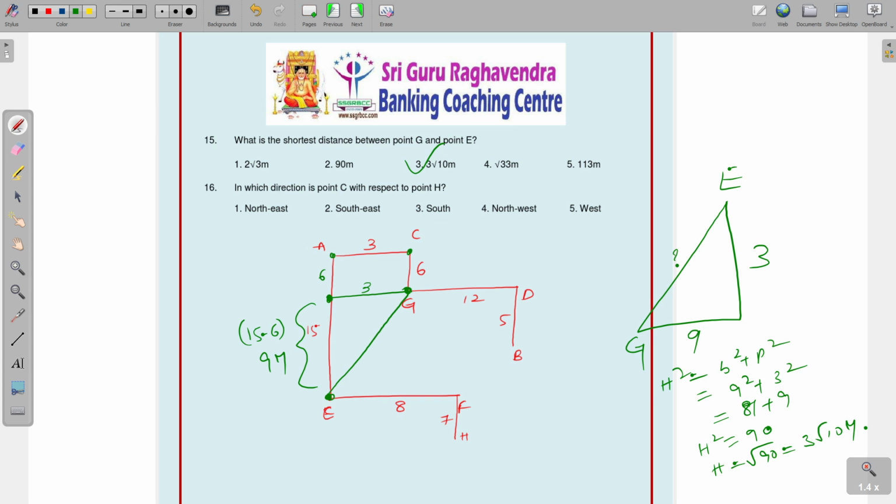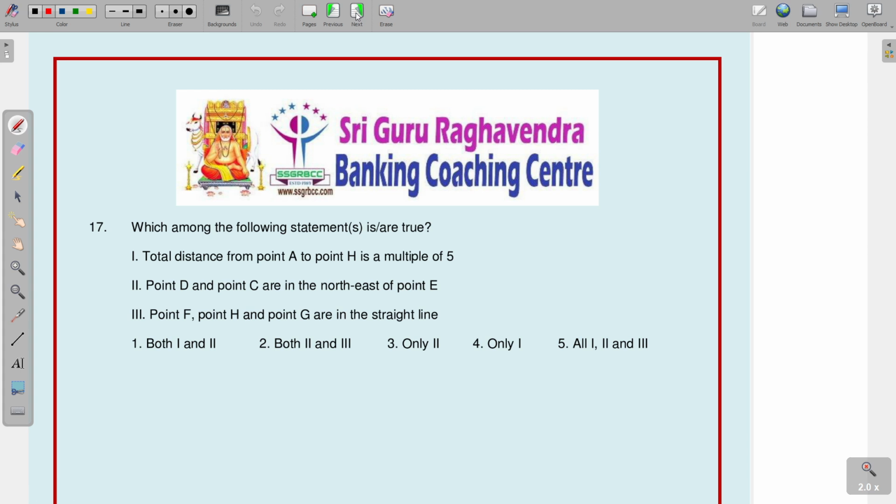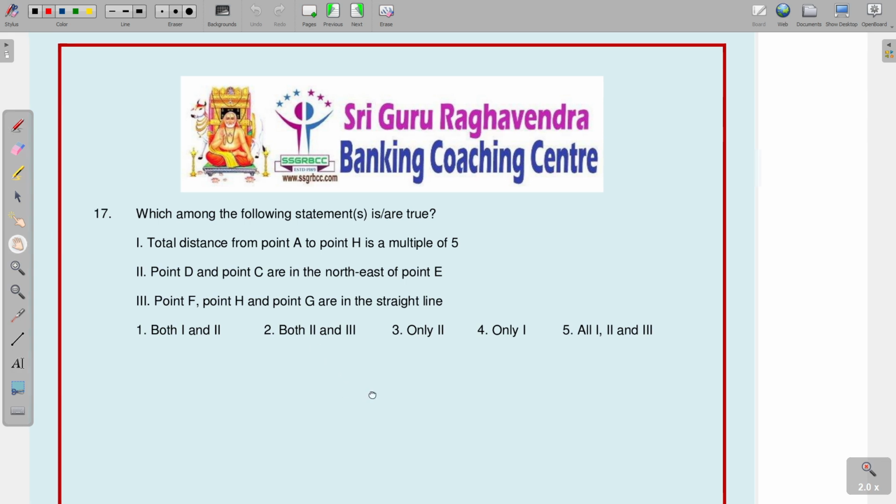Next, in which direction is point C with respect to point H? Point C with respect to point H, C here and H here, obviously northwest. Obviously C is the northwest of H. And next one, which among the following statements is true? So again we have one more question.